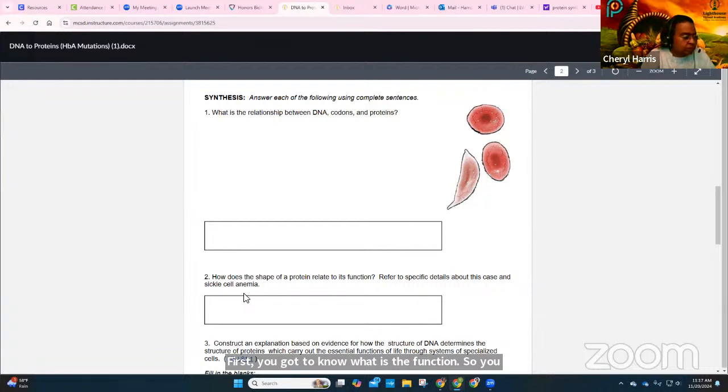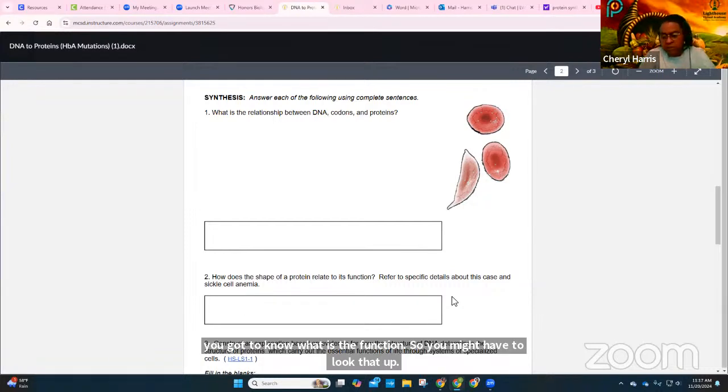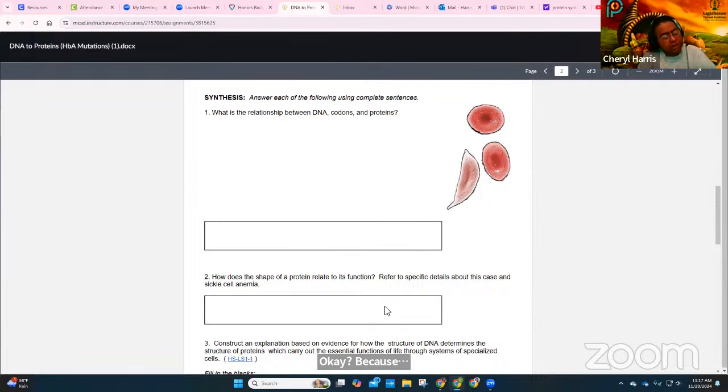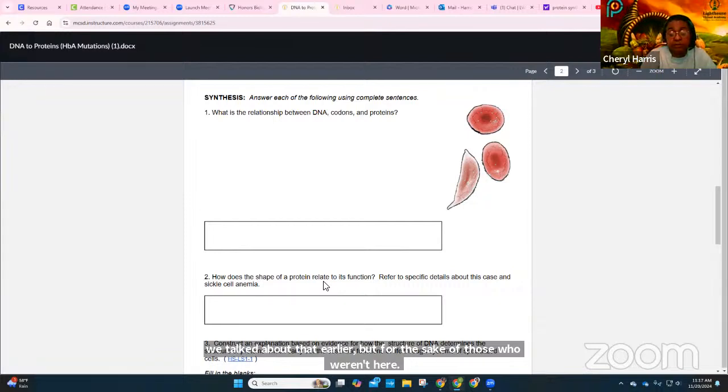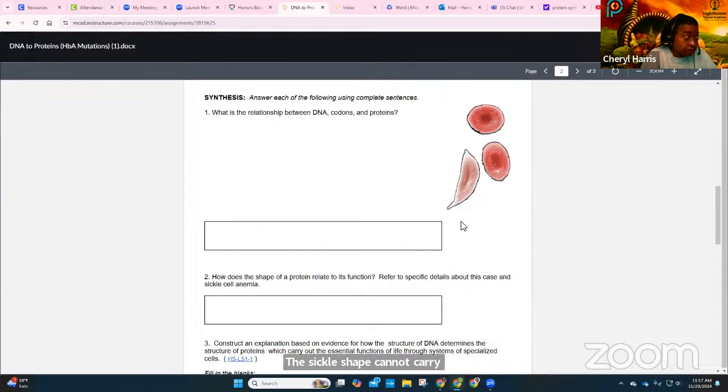And I will just tell you the function of red blood cells is to carry oxygen. We talked about that earlier, but for the sake of those who weren't here, the function of a red blood cell is to carry oxygen. So when we look at the normal shape, it carries more oxygen. The sickle shape cannot carry as much oxygen.